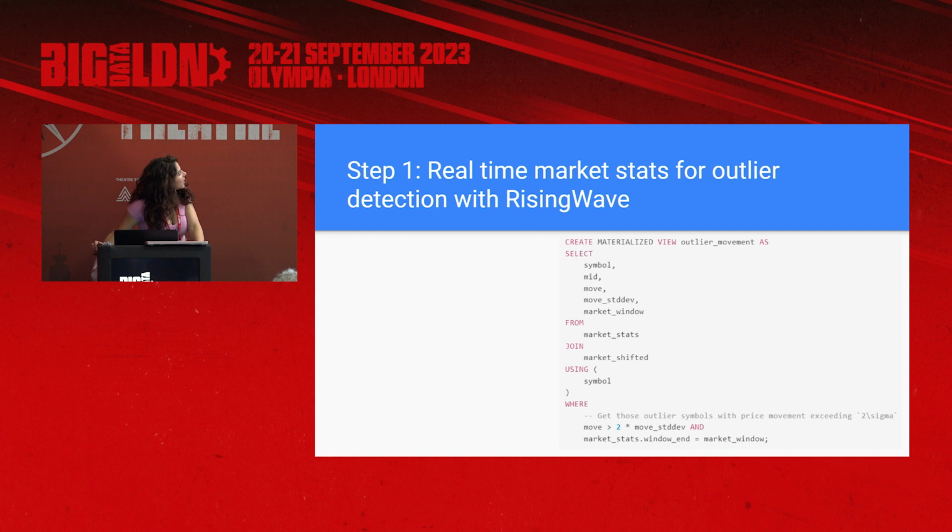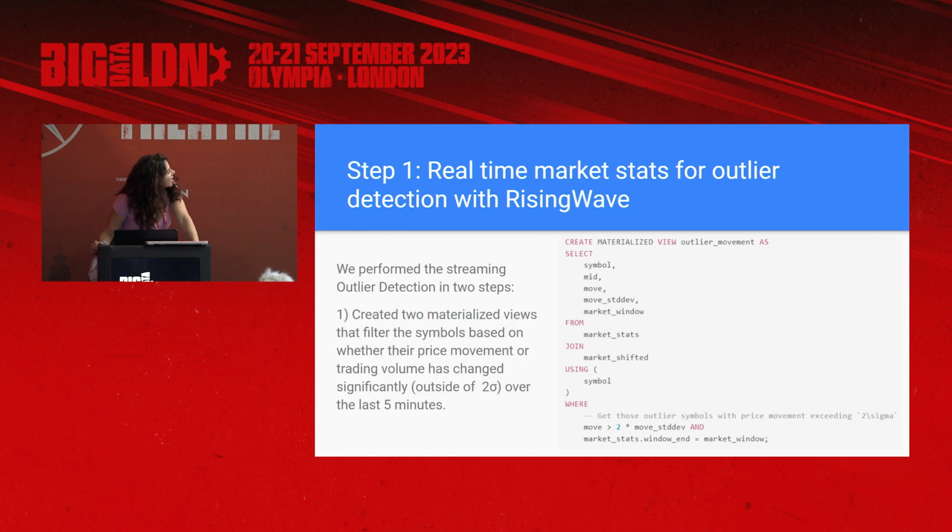And then here we performed the streaming outlier detection in 2 steps. One, we created 2 materialized views that filter symbols based on whether the price movement or trading volume has changed significantly over the last 5 minutes.